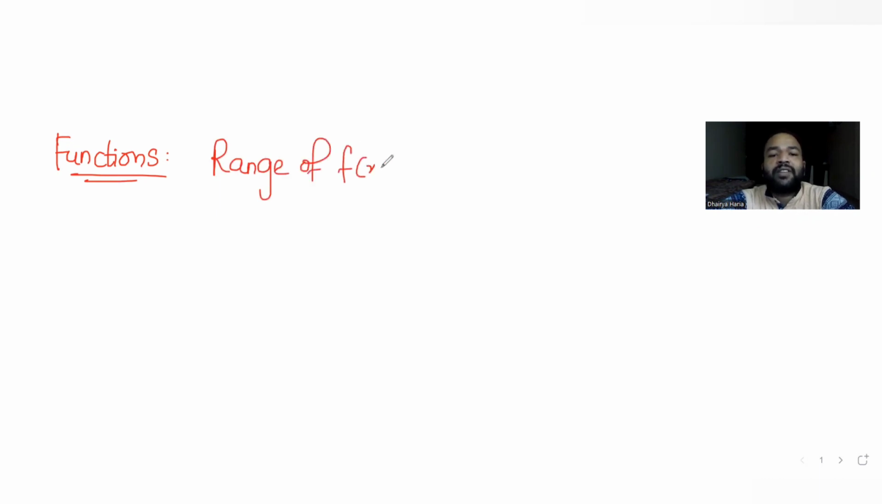Let's see today's question. Today's question we are taking up from the topic of functions. The question asks us to find the range of a function f of x, which is given to us as 4 times sine inverse of x square upon x square plus 1. And for this range of the function, we have been given four options.